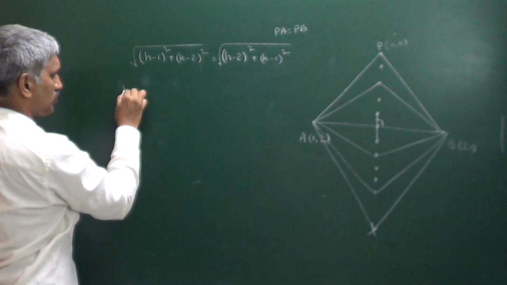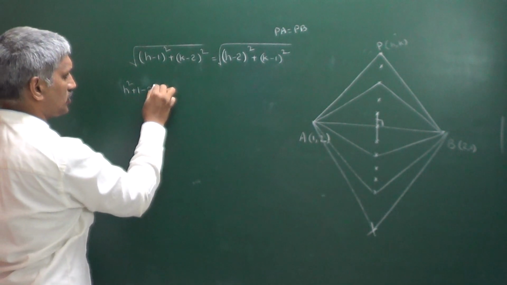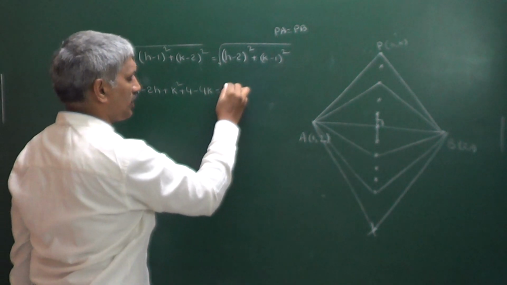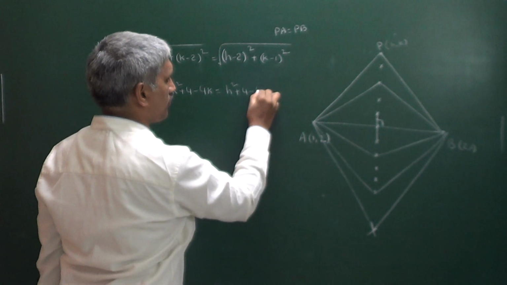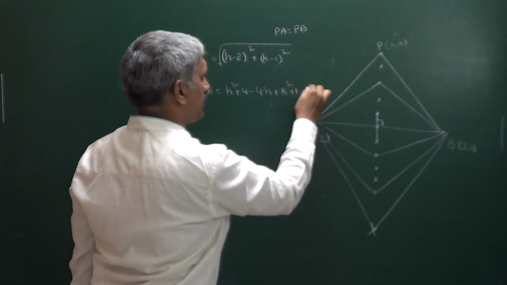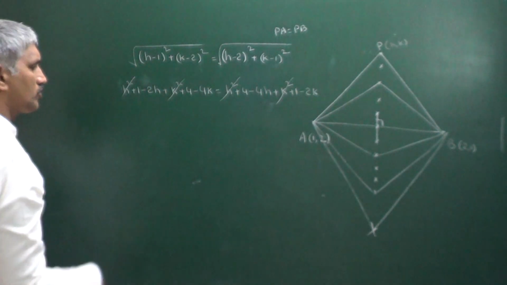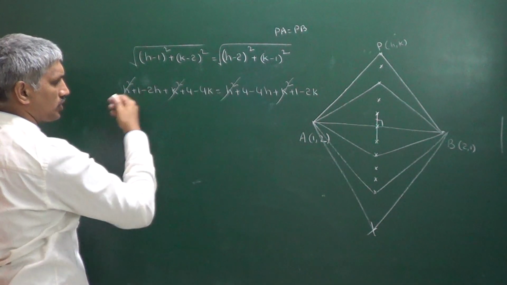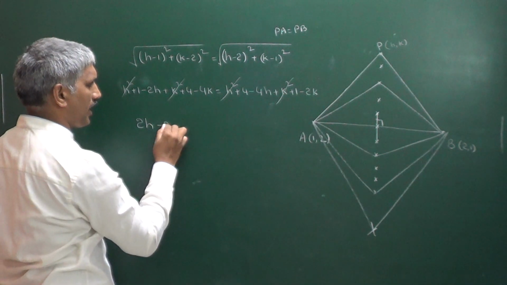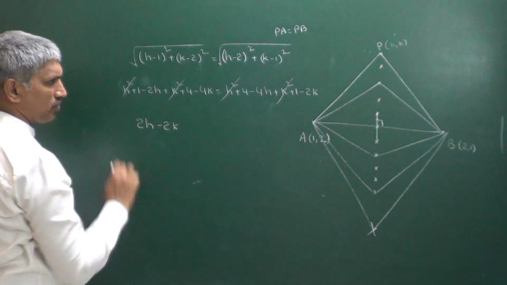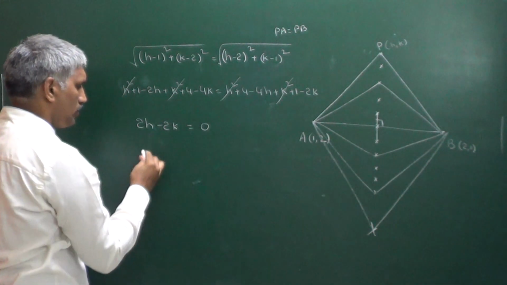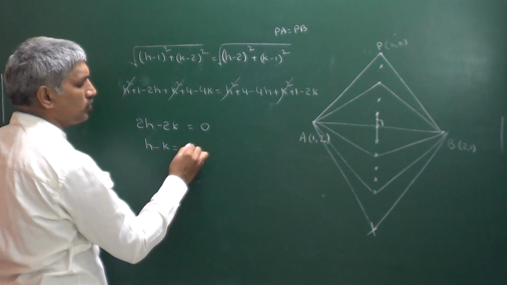Now we can simplify this one. h square plus 1 minus 2h plus k square plus 4 minus 4k is equal to h square plus 4 minus 4h plus k square plus 1 minus 2k. The h square and k square terms cancel. Shifting all the terms to one side, you will get 2h minus 2k, and 4 plus 1 is 5 on both sides, so you will get 0. Therefore h minus k is equal to 0.